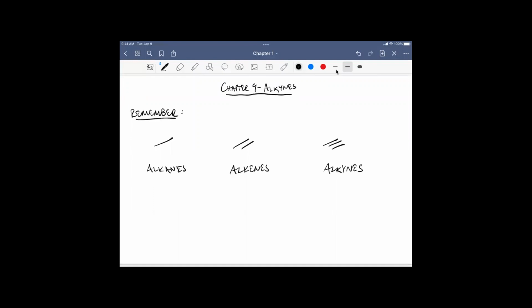Hey guys, in today's video, I will go through chapter 9 in the book I'm looking at. It's the alkyne chapter. So all the reactions dealing with alkynes, reduction reactions, the preparation of alkynes, all of that will be covered in today's video.